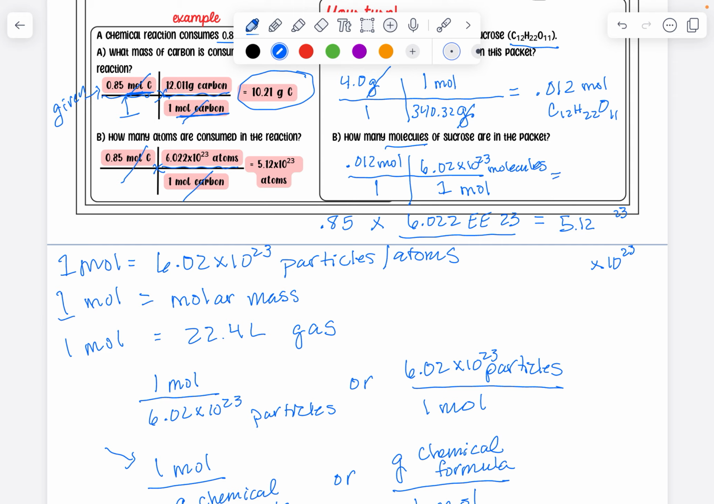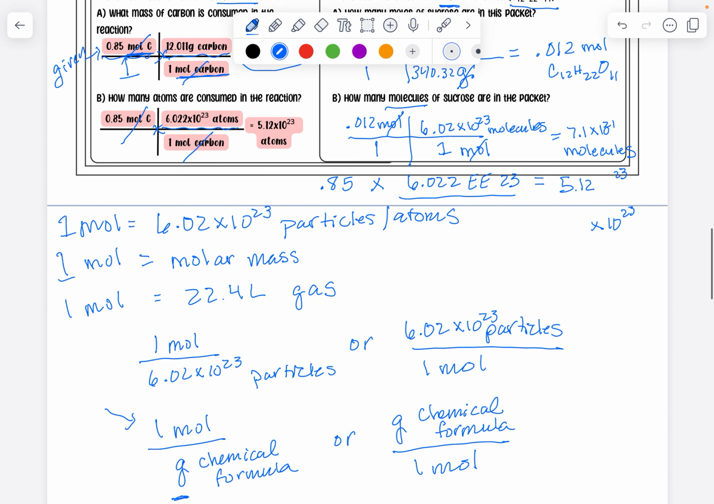I multiply by everything that's on top and divide by what's on bottom. And again, because I have moles in my numerator and my denominator, those units cancel out. I'm left with molecules. And I get 7.1 times 10 to the 21 molecules of C12H22O11 or sucrose. Okay. So again, please make sure you know how to use your scientific calculator to plug those in.